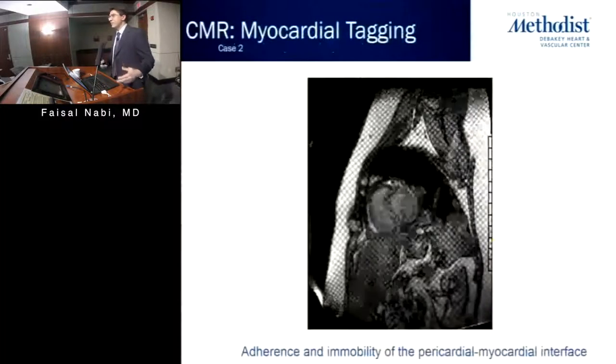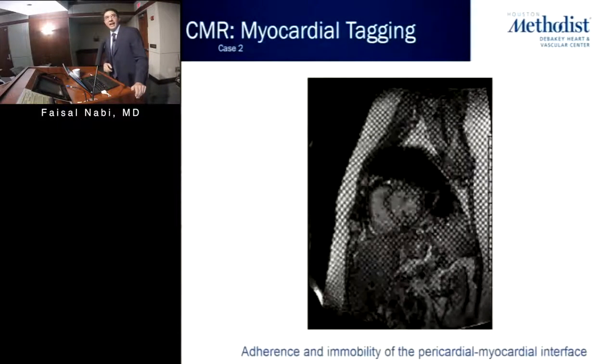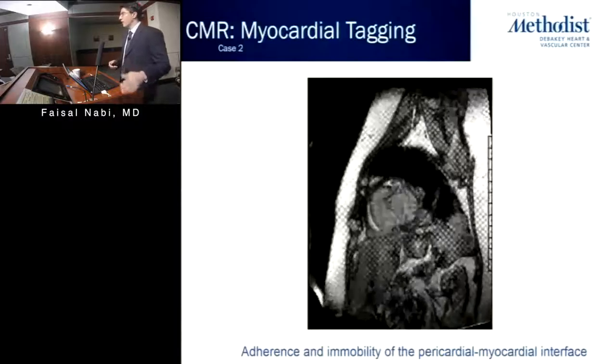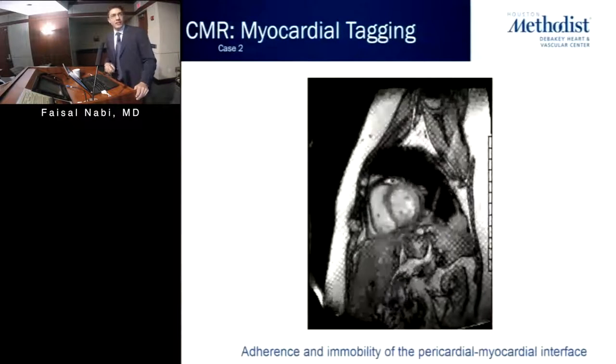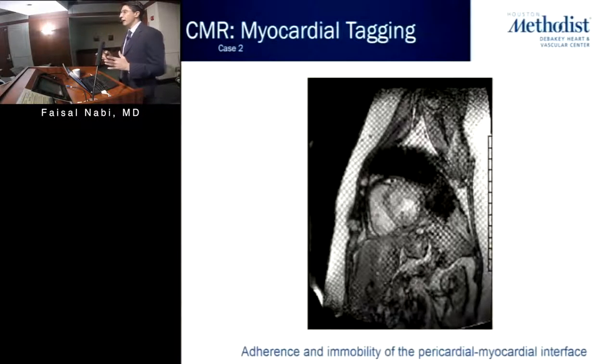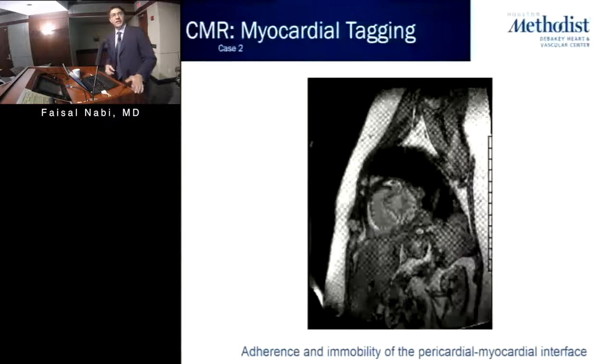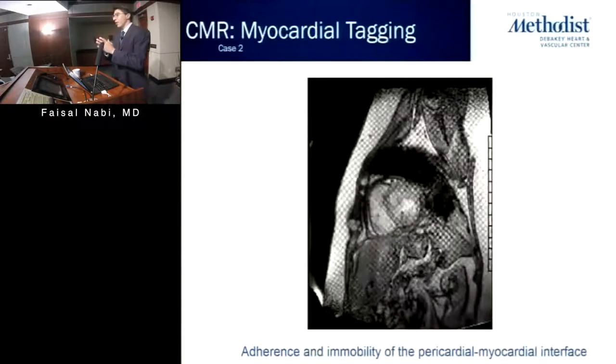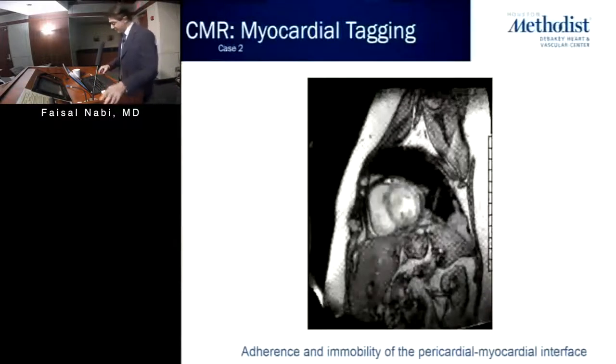Furthermore, we have other sequences that can shed light onto the pericardial-myocardial interaction. This is called real-time myocardial tagging. And basically, what it can show is that normally the pericardium and myocardium should be free of each other. But here, I hope you'll appreciate, there seems to be adherence of the pericardium to the myocardium and immobility of this interface.